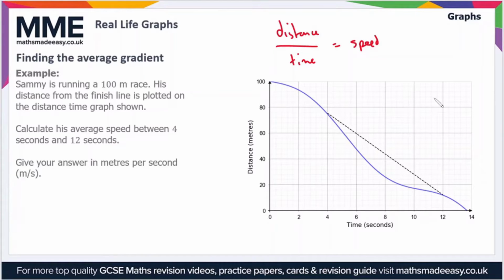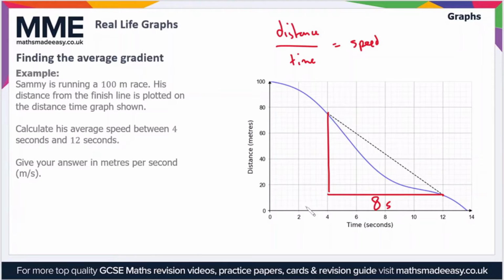So to find the gradient, all we do is we form a right angled triangle from this sort of average line that we've drawn. So we'll draw a line across from the base of the triangle, and we'll draw a line up from the height of the triangle. Now the gradient we'll get from dividing the height by the width, so that's the distance span divided by the time span. So the time span is pretty easy to work out, it's just 4 to 12 seconds, so that's 8 seconds in total. Now the distance span is a bit harder to work out.